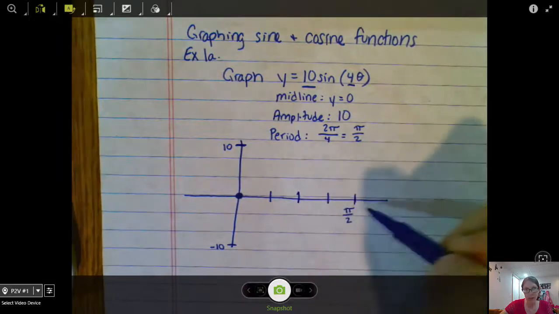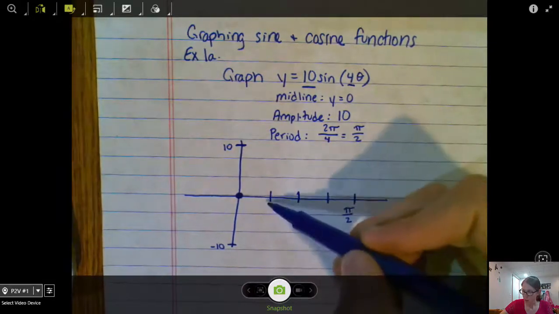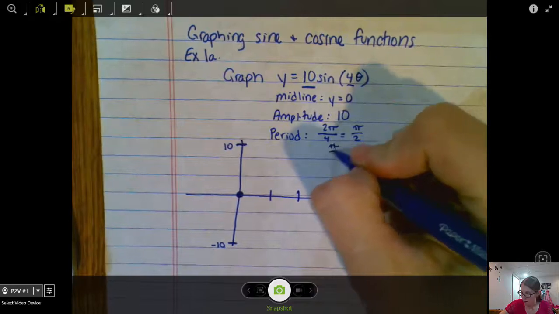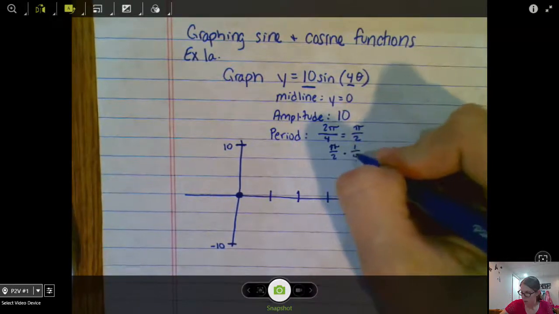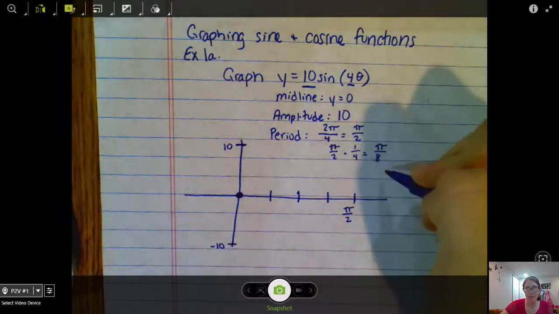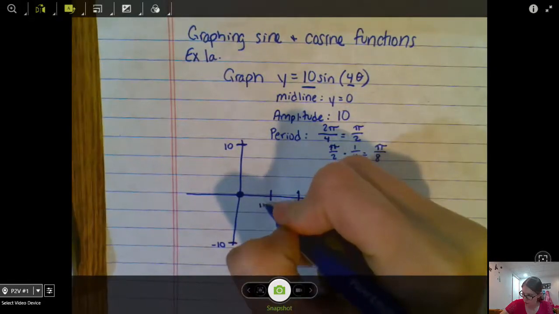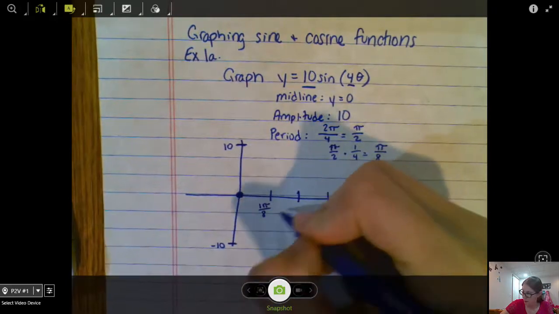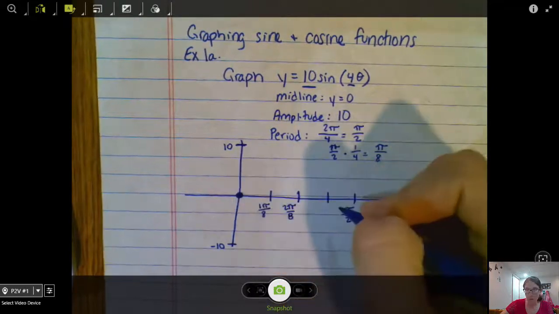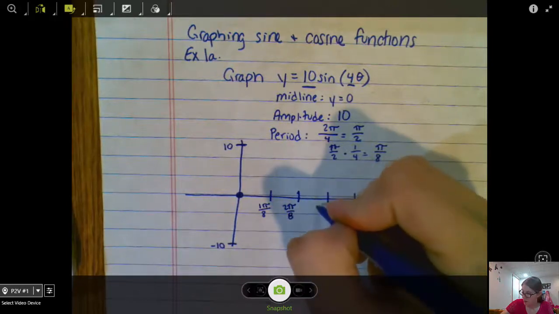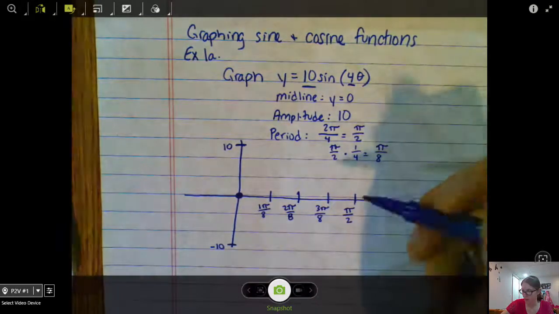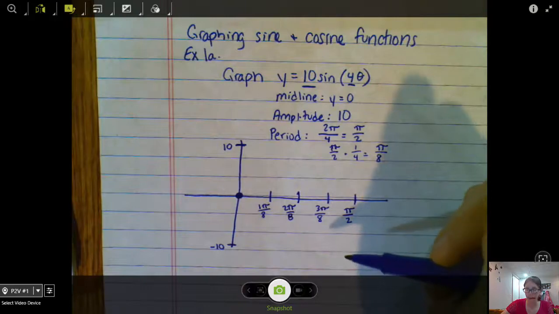Really the easiest way to label each one of these markings is that they're all quarter points of pi over 2. So take pi over 2, that period, times 1/4, and you'll get 1 pi over 8. So this first mark is 1 pi over 8. The second mark is 2 pi over 8, which you can also call pi over 4. This one is 3 pi over 8. And then 4 pi over 8 is pi over 2. That's probably the easiest way to label each of your markings.